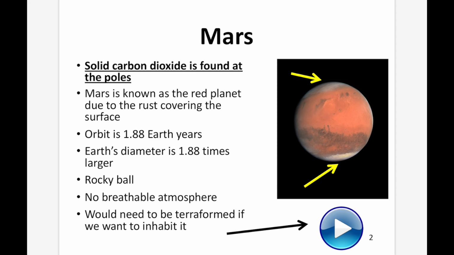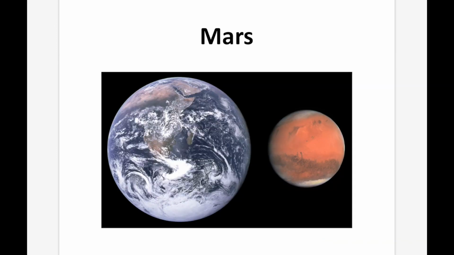It's a little smaller than Earth. Earth's diameter is a little bit less than 2 times as large. Again, it's a rocky ball, and there's no breathable atmosphere, which would make it difficult for us to colonize. If we do want to colonize it, we need to do something called terraforming, which video number 2 talks more about. But in essence, terraforming means changing a planet into something that is better suited for you. And you can see the difference between Earth and Mars.